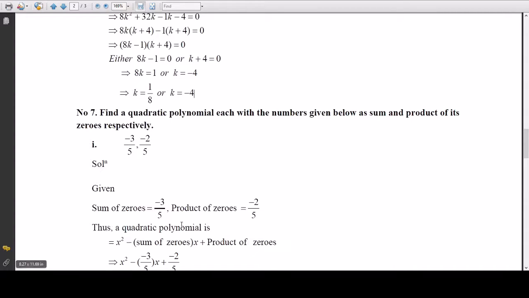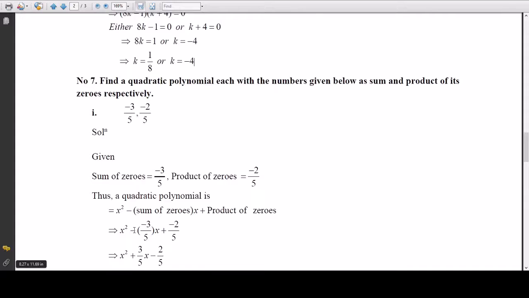Thus a quadratic polynomial with sum and product of zeros is given by this formula. You should remember this formula. The quadratic polynomial is x square minus sum of zeros x plus product of zeros. x square minus sum, which is how much? Minus 3 by 5, x plus product, minus 2 by 5. Now minus minus is plus, that is 3 by 5, plus minus is minus, that is 2 by 5.